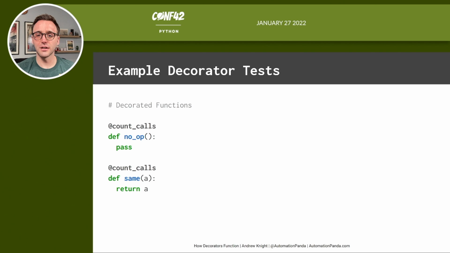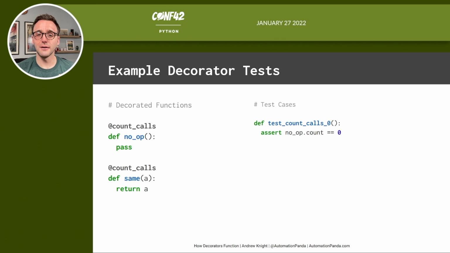Let's look at a few short decorator tests. We'll use the count calls decorator from earlier. There are two decorated functions to use for testing. The first one is a no operation function that does nothing. It has no parameters or returns. The second one is a function that takes in one argument and returns it. Both are very simple, but they represent two equivalence classes of decoratable functions.